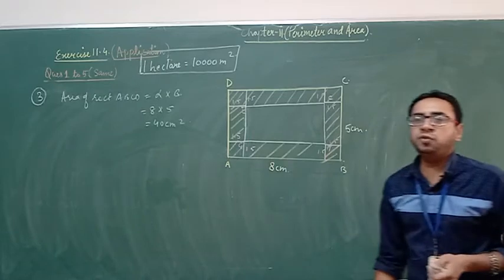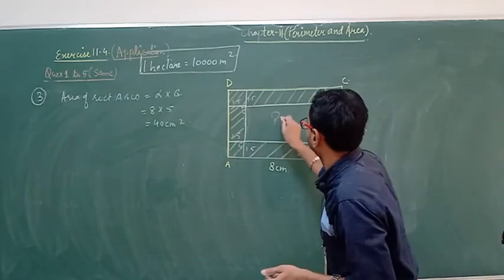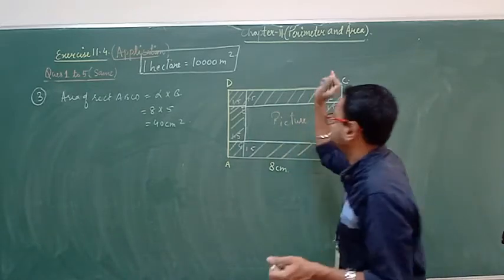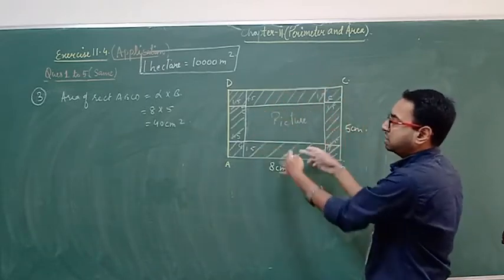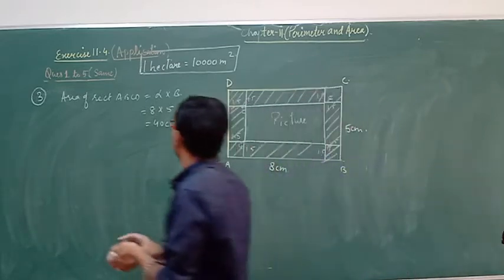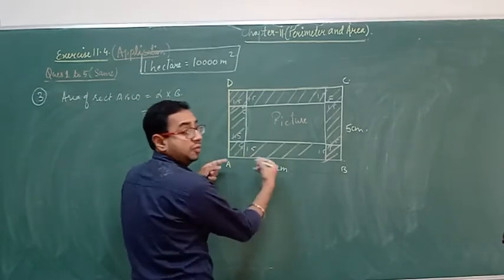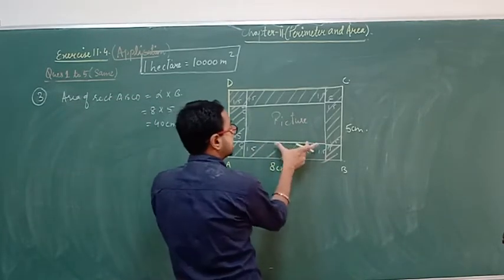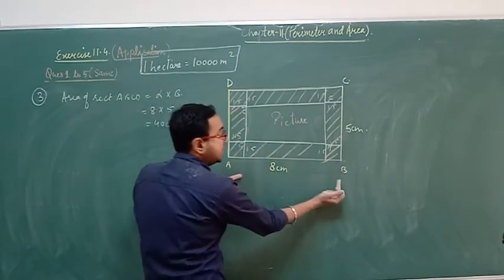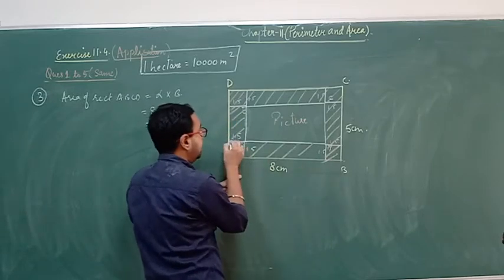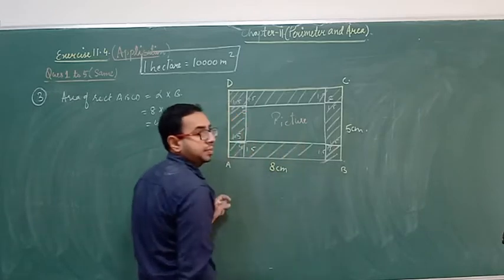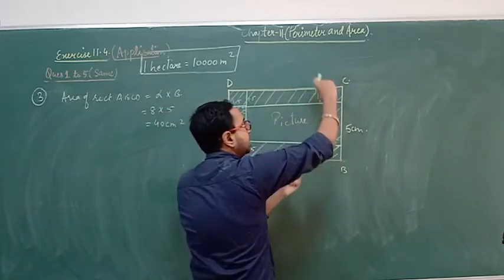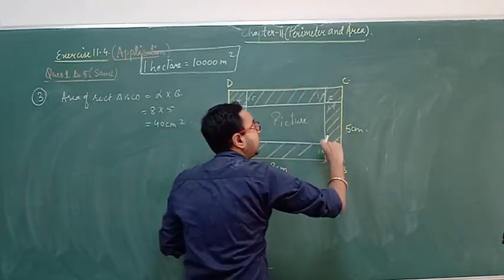This is what we have to find. Here the picture is there. So what we have to do? From the complete, if we subtract this area, we'll be getting the answer. Now, we know the width of the outside, we don't know the width of this. This 8 centimeter includes 1.5 from here, 1.5 from here. Similarly, this 5 includes 1.5 from here, 1.5 from here.